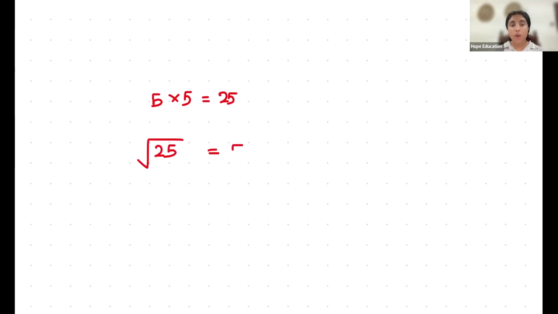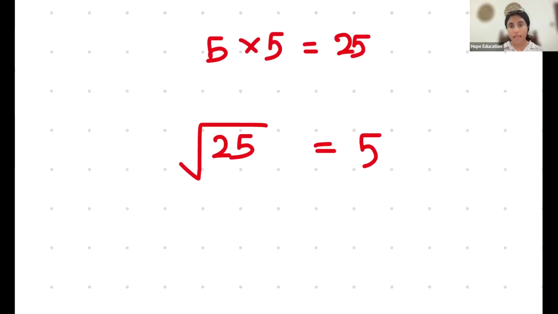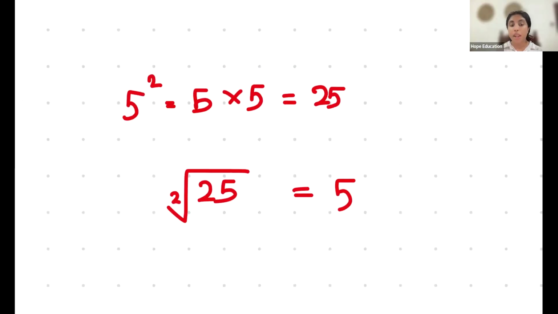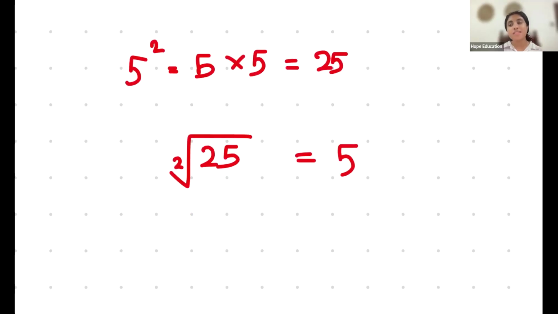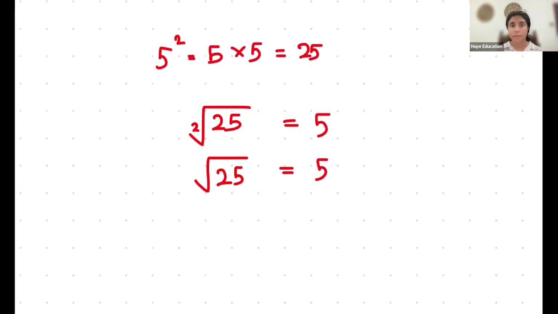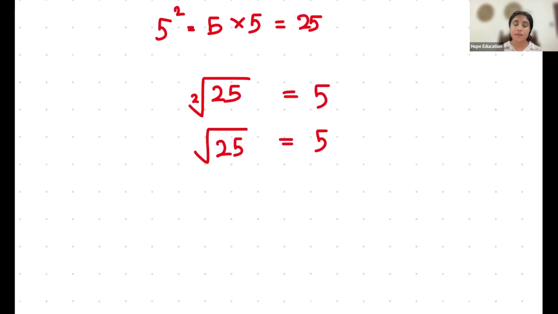Actually, children, when you write square root, you put a 2 here. I mean, there's supposed to be a 2. What is a square? Let's say 5 times 5, that is 5 squared. 5 squared is 25, which means the square root of 25 is 5. But when it comes to square root, we just skip the 2 and just write the square root sign. But the 2 is anyway there. We just don't write it.